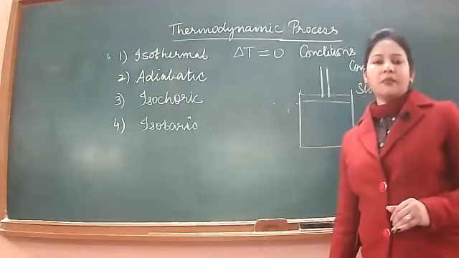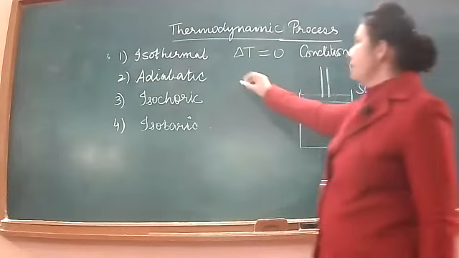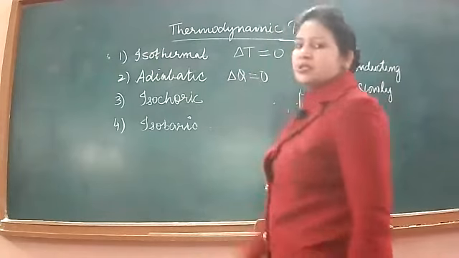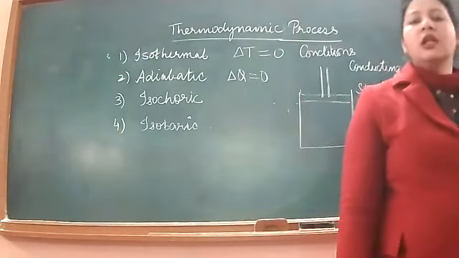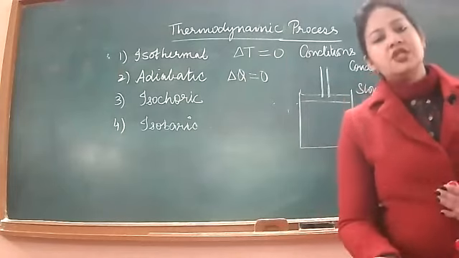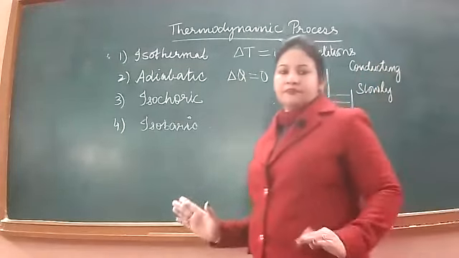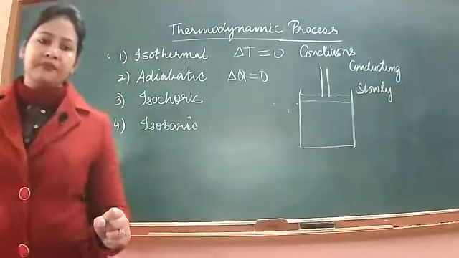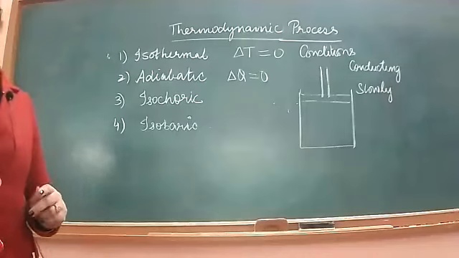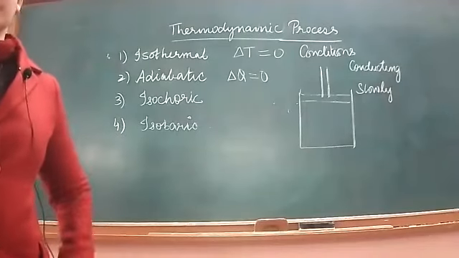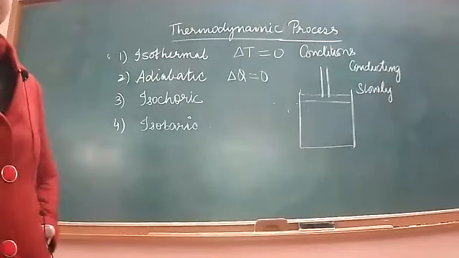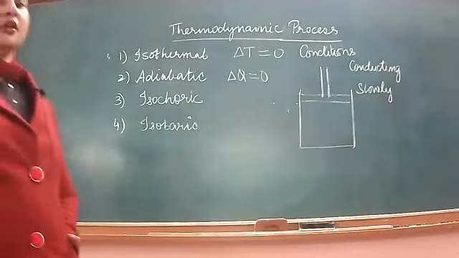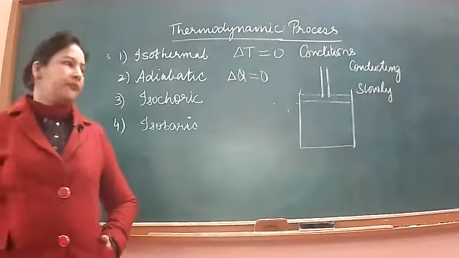It is a thermodynamic process in which exchange of heat is not allowed. Delta Q is 0. Exchange of heat is not allowed, but temperature may change. Temperature change is allowed. In the isothermal process, temperature change was not allowed, but heat exchange was allowed. In an adiabatic process, no exchange of heat is allowed, but the temperature may change.